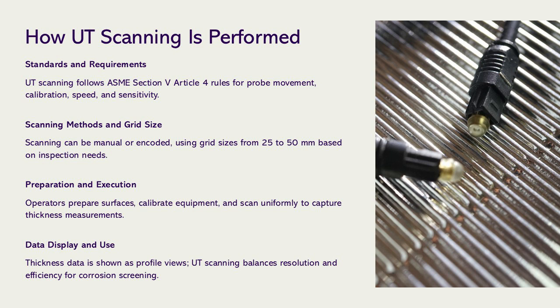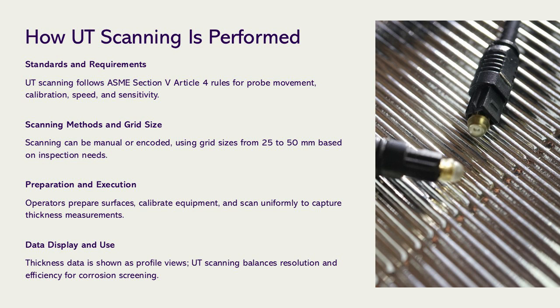Scanning may be performed manually or with encoded scanners that track probe position digitally. The grid dimension typically ranges from 25 mm to 50 mm depending on component geometry, corrosion variability, and required coverage. Larger grids reduce inspection time but may miss smaller pits or isolated thinning. Smaller grids improve resolution. Prior to scanning, operators prepare the surface, confirm equipment calibration, and establish scanning lines. The probe is then moved uniformly across the grid area, and minimum thickness readings are recorded.